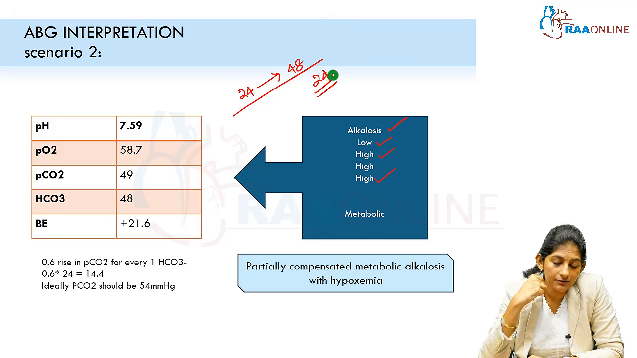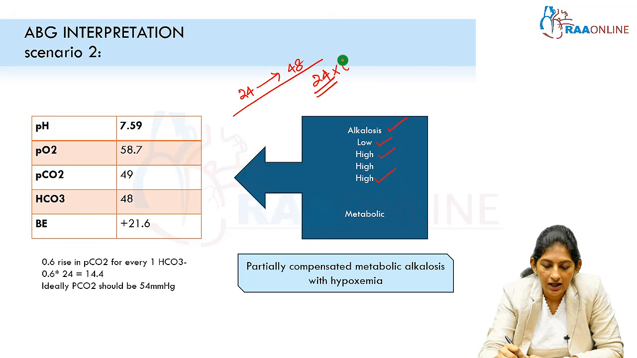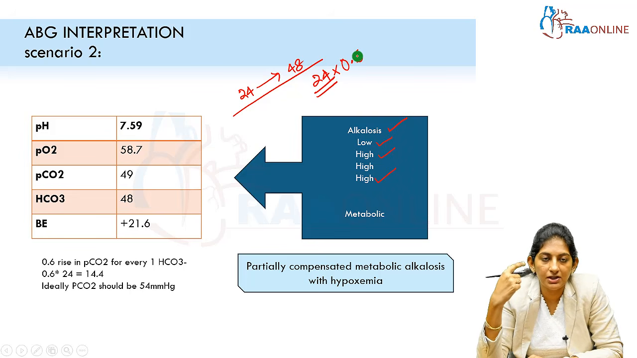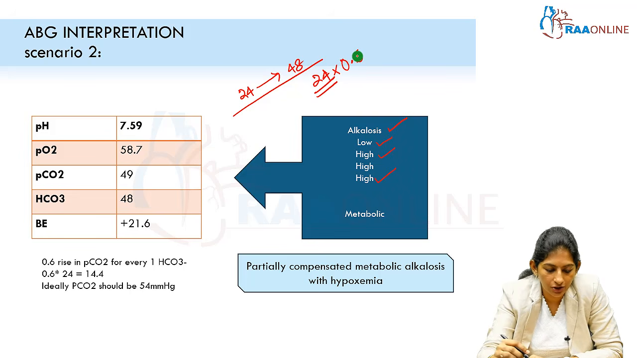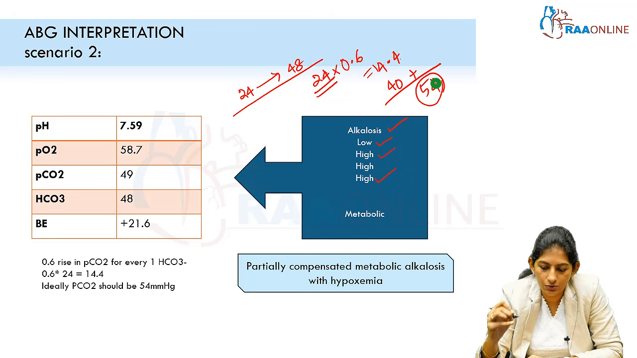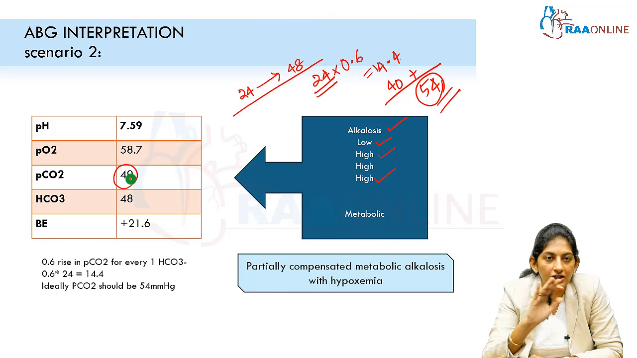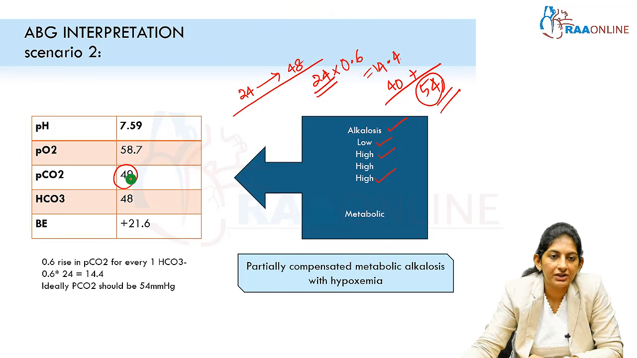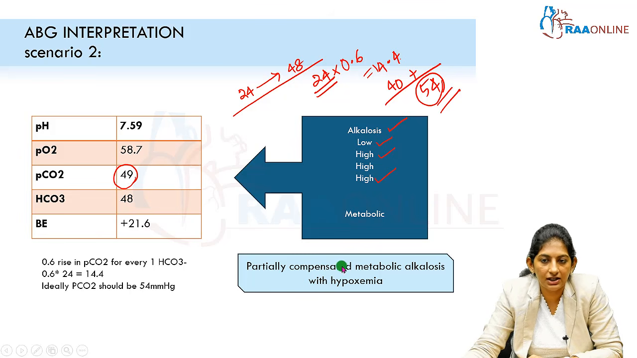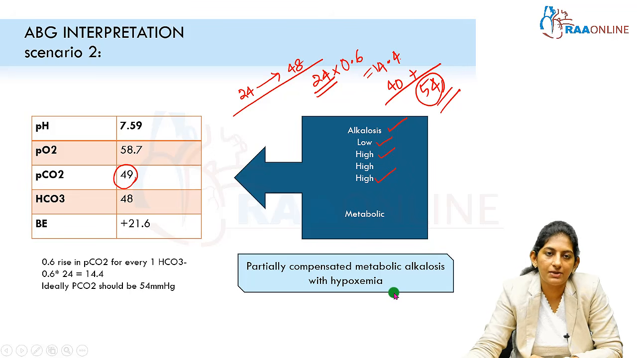Okay. So for 24 bicarbonate, ideally 0.6 times PCO2 has to be risen. So 24 into 0.6 will come around 14.4. Normal PCO2 is 40. So 40 plus 14.4. Ideally the PCO2 should be 54. But the patient's PCO2 is only 49. Okay. So it is not compensated. So it is a partially compensated metabolic alkalosis with hypoxemia.